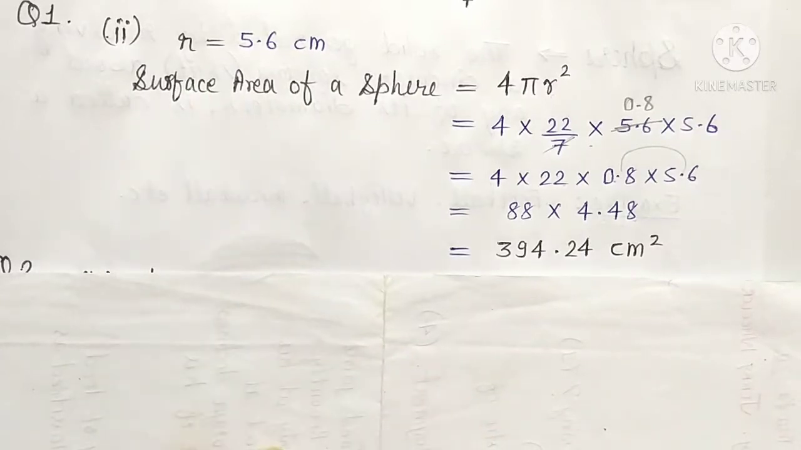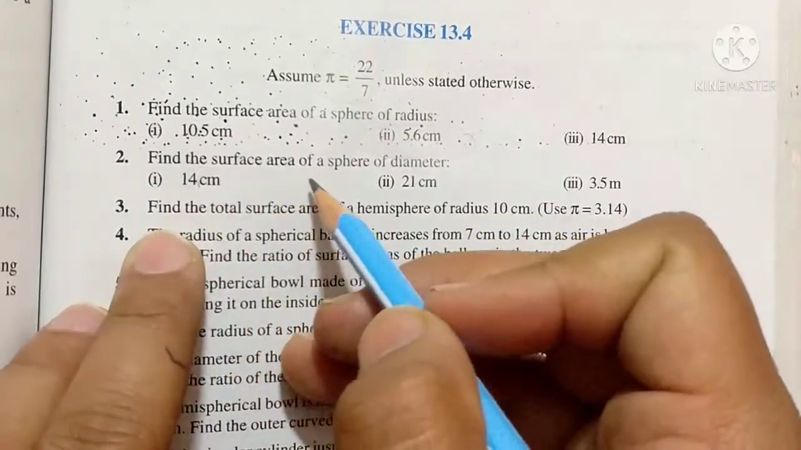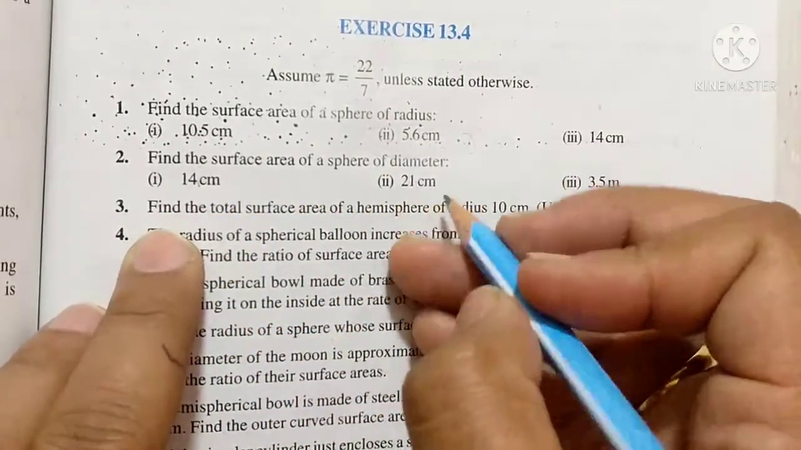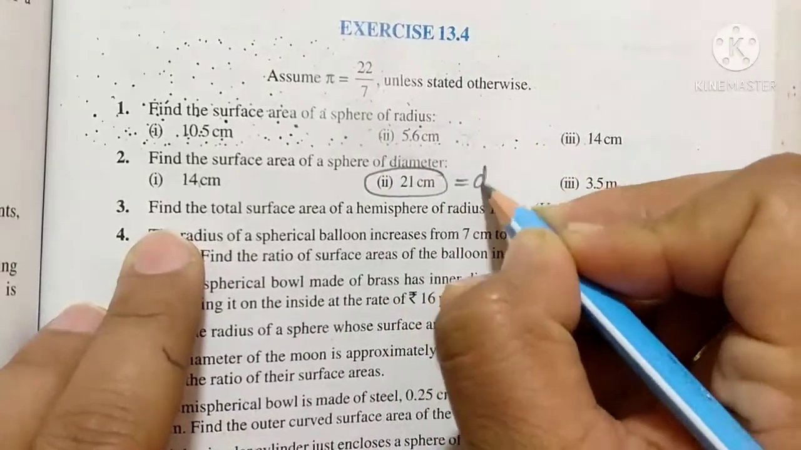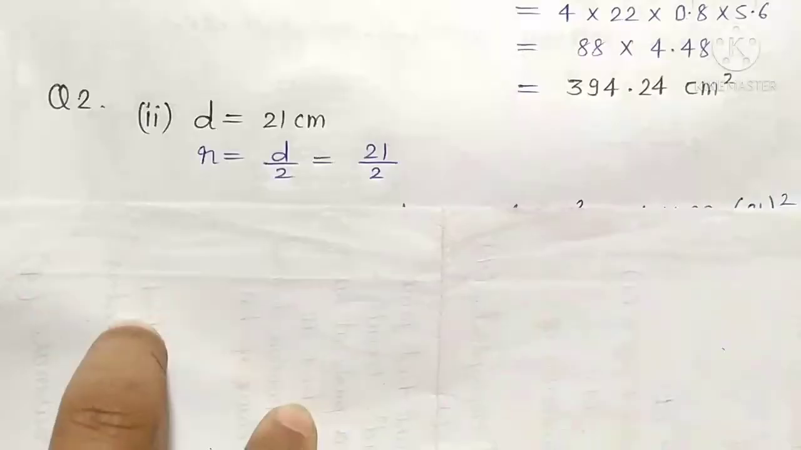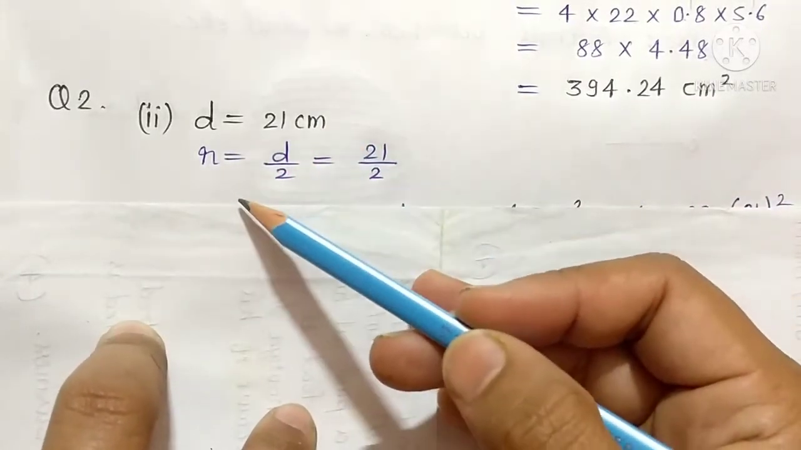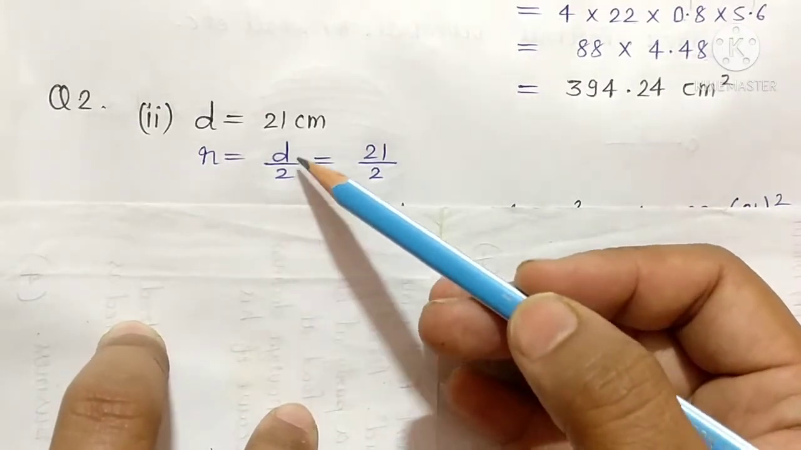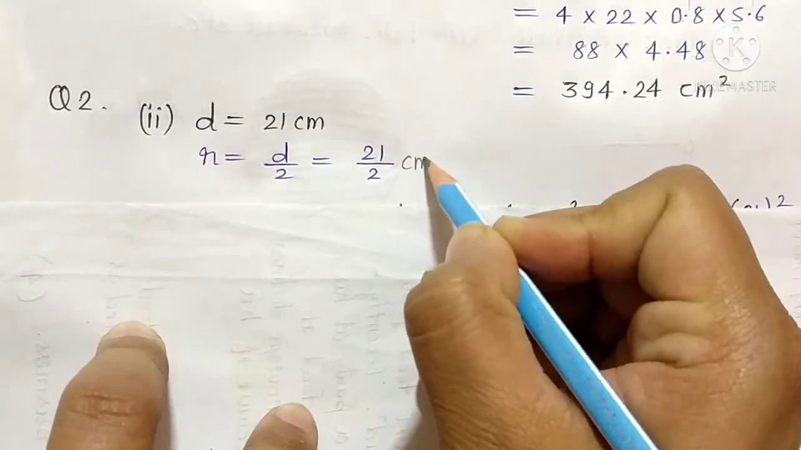Let's move towards the second question. In question number 2, they are asking to find the surface area of a sphere of diameter. Now this time they have given the diameter. So let's again do the second part, where the diameter is given as how much? 21 centimeters. So let's do this. On the basis of the diameter, which is given as 21 centimeters, we can find our radius, which is half of the diameter, it means d upon 2. 21 upon 2 is our what? Radius. 21 upon 2 centimeters.